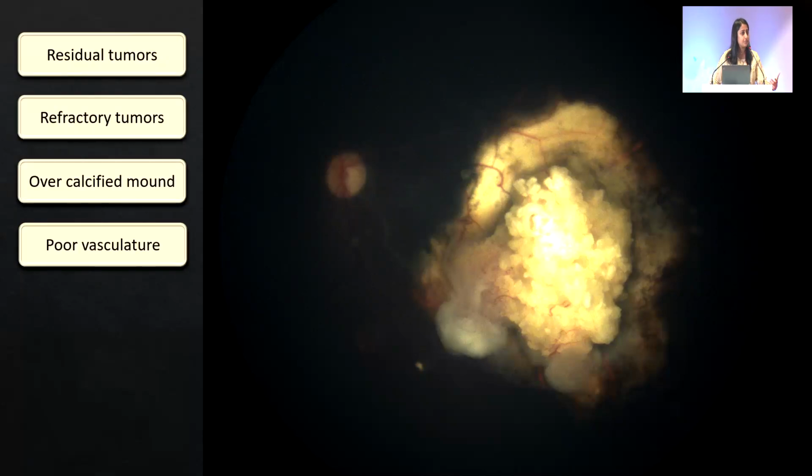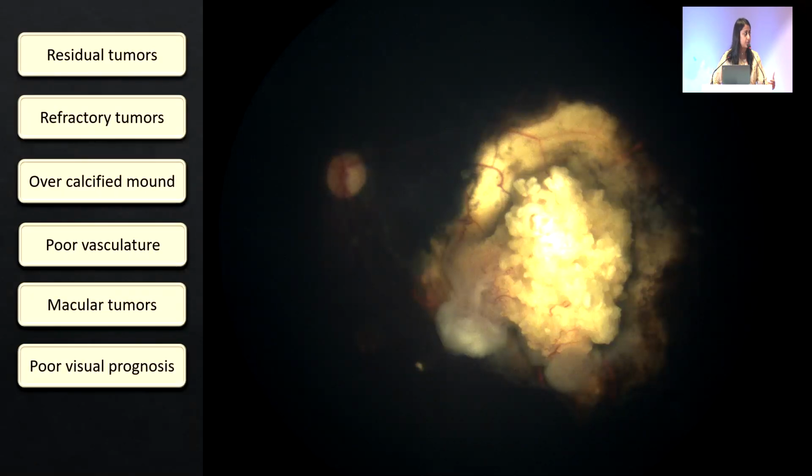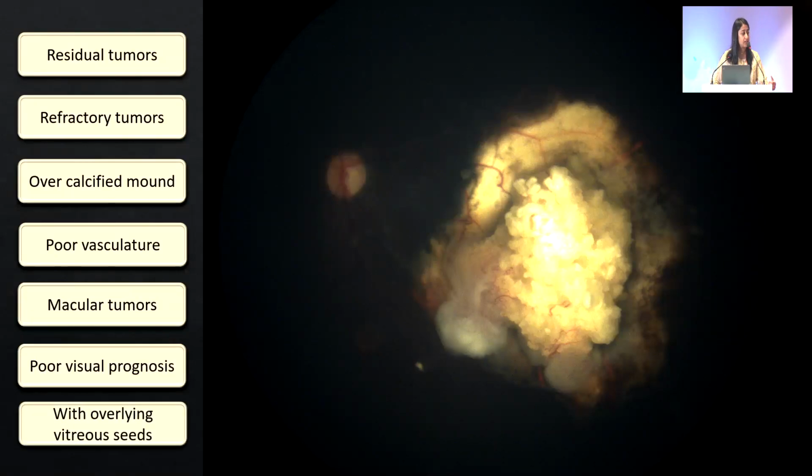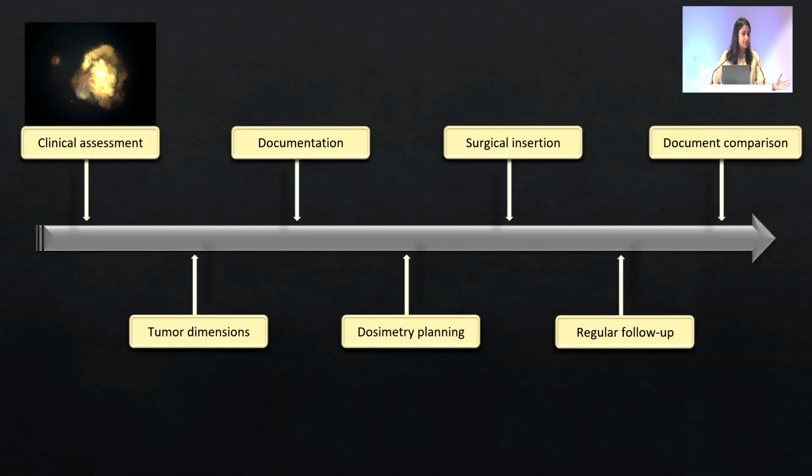And what do we do? The only resort that would be left would be to proceed with radiation. And macular tumors, of course, because you're not looking at a visual prognosis there, and you want a good response. And even the cases with overlying vitreous seeds, that means just adjacent to the tumor, they respond very well to brachytherapy. So this is the part where the clinical assessment comes in.